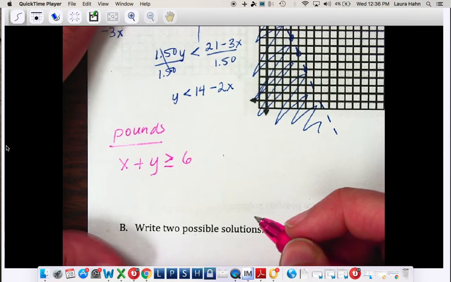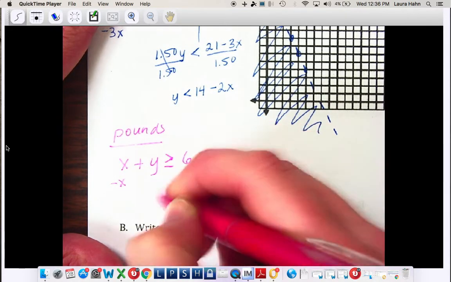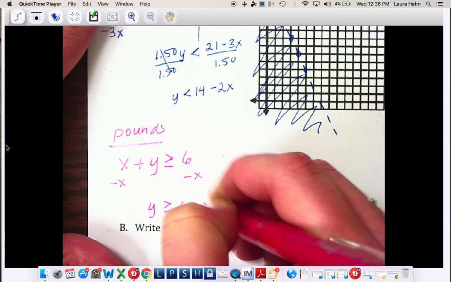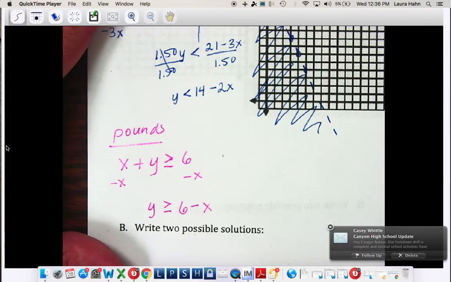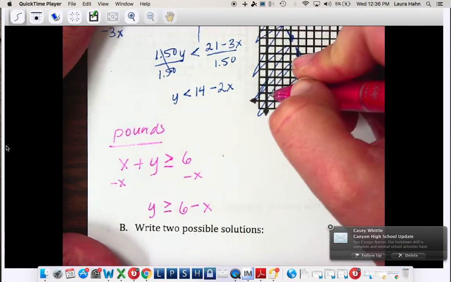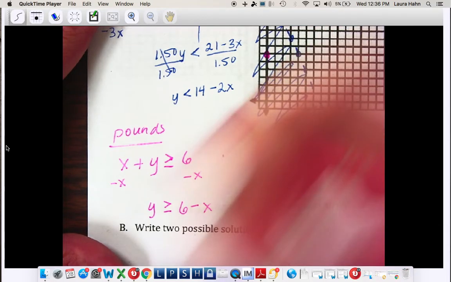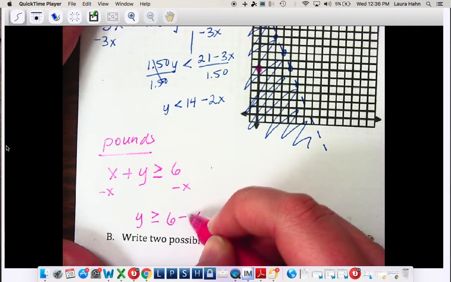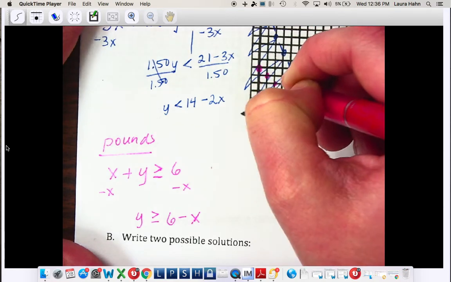So let's go ahead and get y by itself by taking away an x from both sides. Y drops down. There is no reason to flip your sign. And I have 6 minus x. So my y-intercept is 6, so I go up 6 and put a dot. My slope is negative 1, so I'm going to go down 1, right 1.